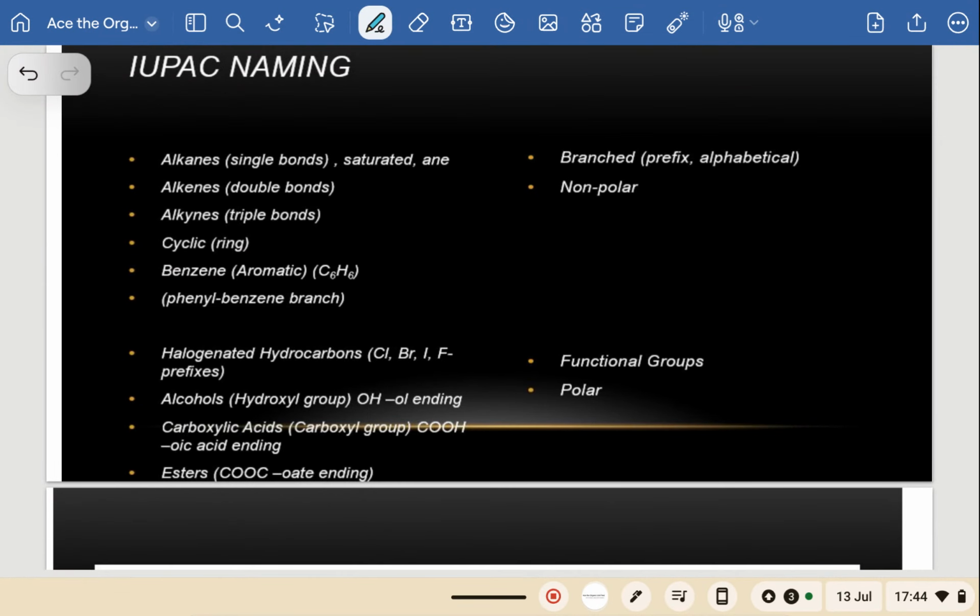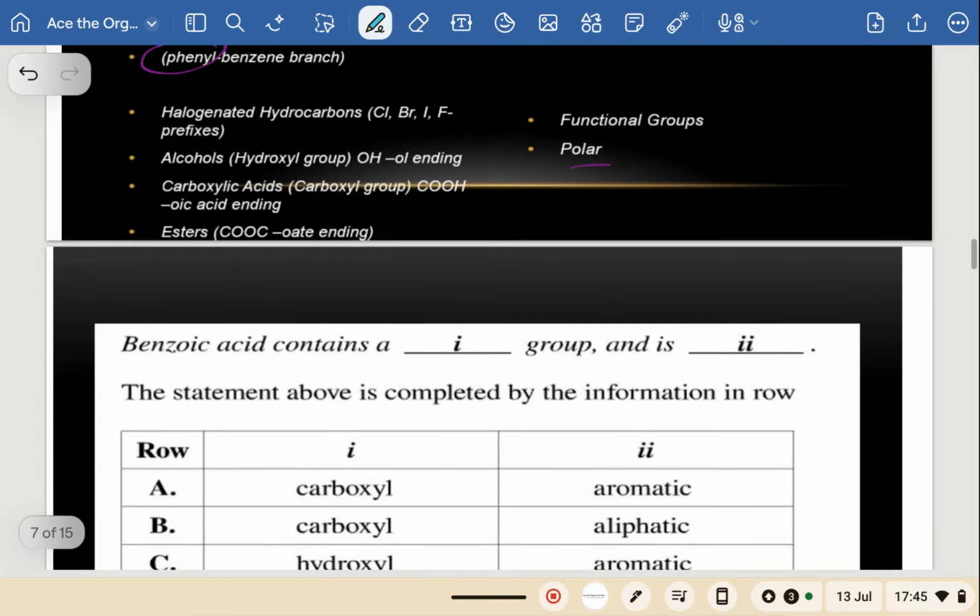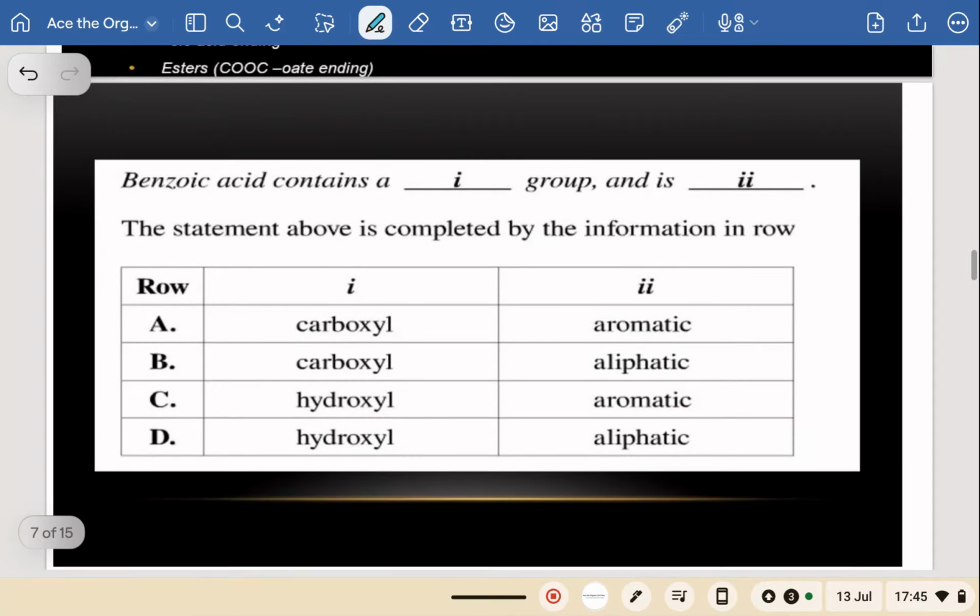So alkanes, being able to identify them. Alkenes, alkynes, being cyclic, how to name it. Benzene, knowing that that will be aromatic. If you are on a chain that has more than 6 carbons, you are now the branch of benzene, and you are a phenyl group, just like if you were a methyl or an ethyl group. You want to know your halogenated hydrocarbons, your alcohols, your carboxylic acids, your esters, what it means to be branched, like your methyl, ethyl, propyl groups, and so on. When you're nonpolar versus when you're polar, and those functional groups we'll take a look at in a moment.